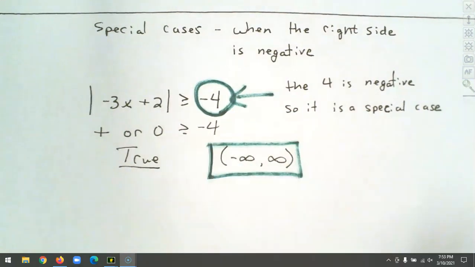We did not have to solve this one though. So when the right-hand side is negative, it's a much, much easier problem. And don't try to solve it because you'll end up with the wrong answer. If it's a special case, your right-hand side is negative, it's either everything or nothing.